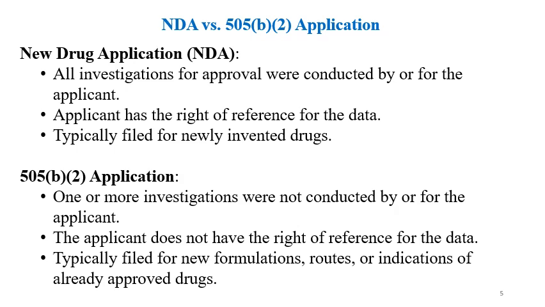NDA versus 505(b)(2) application. So now we will see what are the differences between the full NDA and this partial NDA, or 505(b)(2) application, or you can call it a hybrid application. In NDA, all investigations for approval were conducted by or for the applicant. The applicant has the right of reference for the data. It is typically filed for newly invented drugs. NDA is typically filed for new molecular entities and new chemical entities.